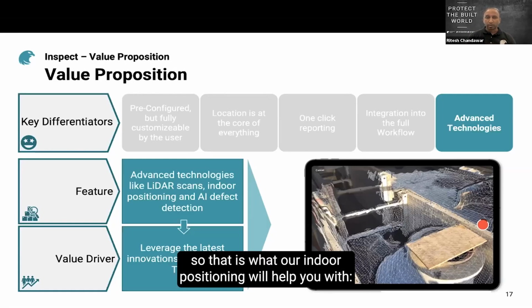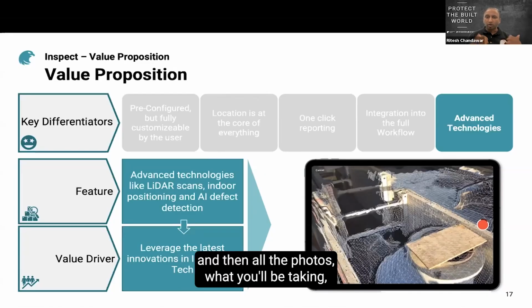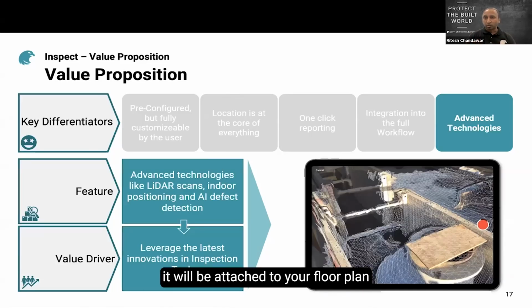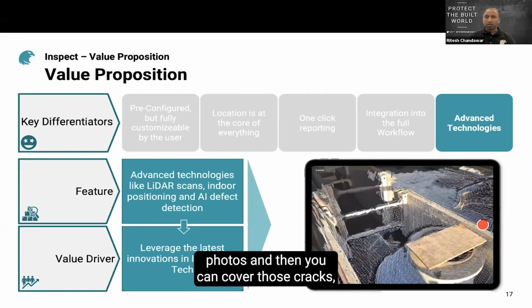So that is what our indoor positioning will help you do: map yourself indoors, and then you start the inspection. All the photos you take will be attached to your floor plan based on your location. Our AI defect detection can identify the cracks from the photos, and then you can color code those cracks, which will be available in the report afterwards.